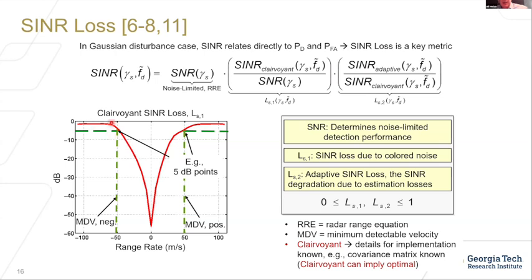This is an example of clairvoyant SINR loss. So noise limited performance is at 0 dB. Maximum loss is at the heart of clutter. So that loss is about equal to the clutter to noise ratio. Different algorithms will give you different shape curves. And sometimes we use key points like tolerable losses to define radar characteristics like MDV, which is known as minimum detectable velocity.